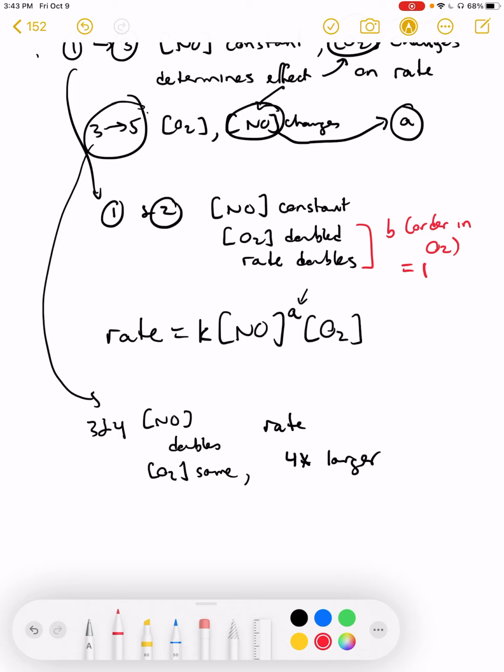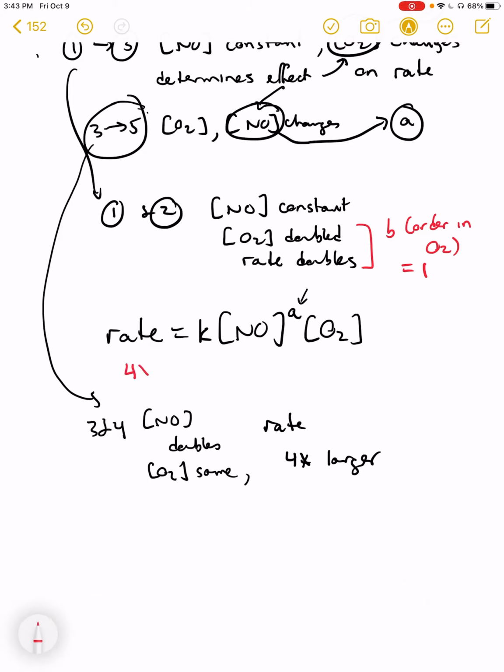So let's look at this for a second. My rate gets 4 times larger. Again, this is a constant. My O2 stays the same now, so it's staying constant. My NO gets 2 times greater. If this doubles, but this gets 4 times greater, this A must be an order of 2 because 2 squared gives me my 4. So this means that my order A is equal to 2.